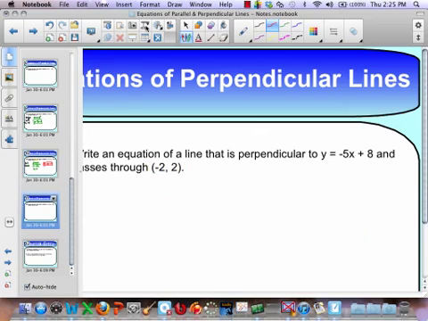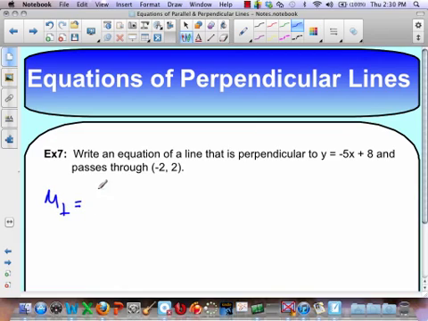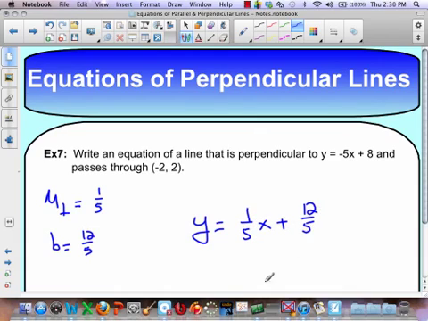All right, why don't you guys try this one? All right, so here's what we should have gotten. We should have had that our perpendicular slope is 1/5. Our b should have been 12/5. And therefore our equation is y is equal to 1/5 x plus 12/5.